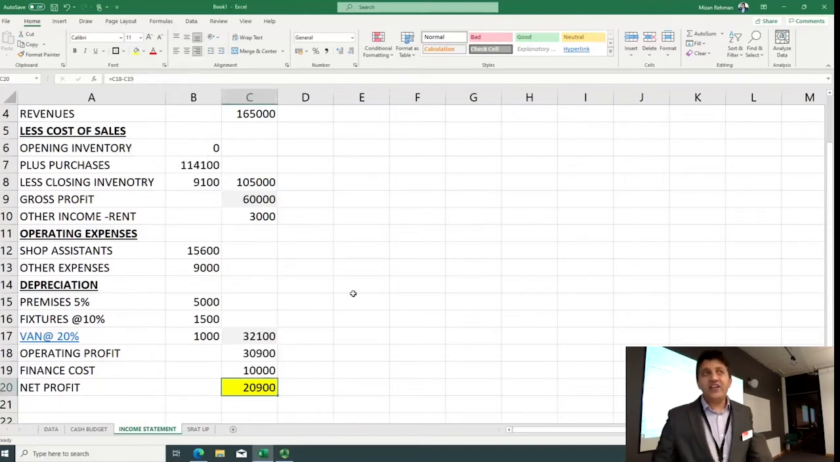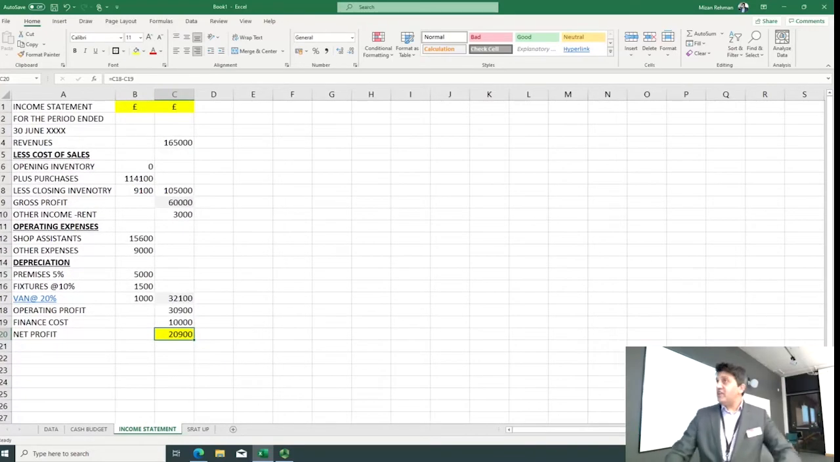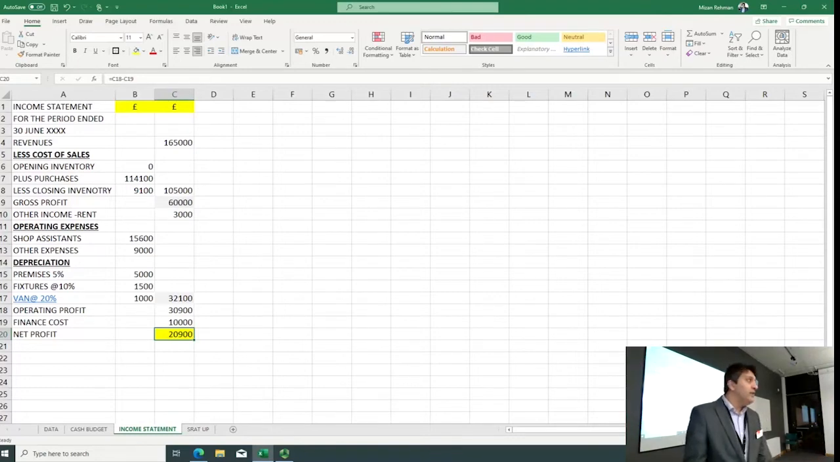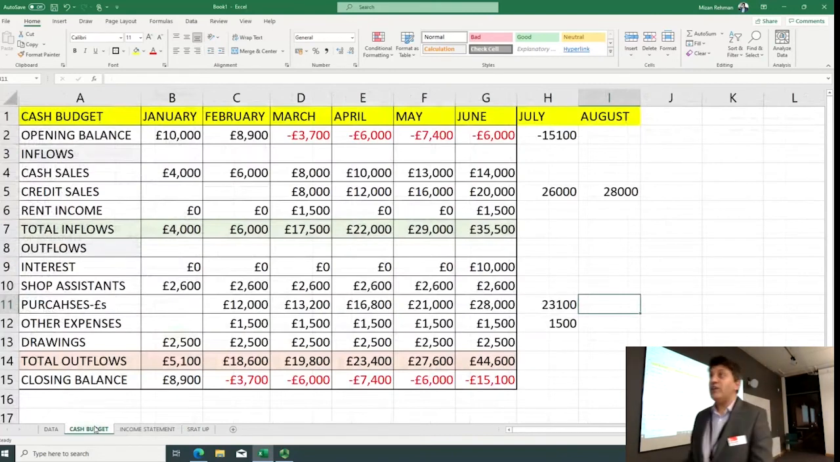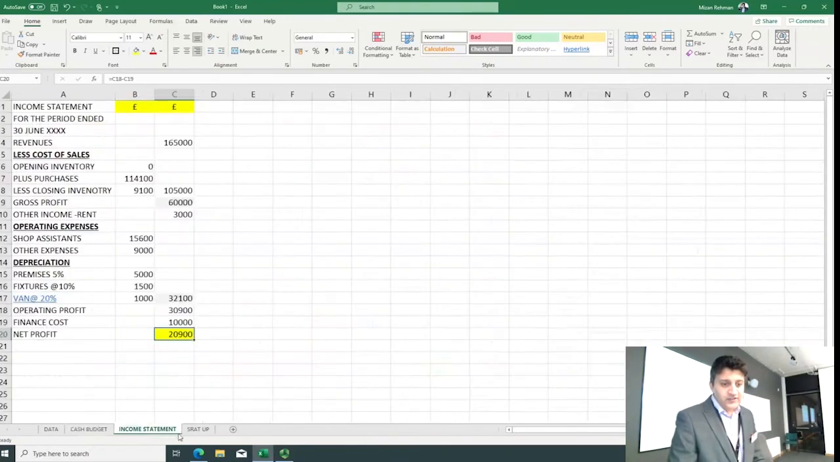There's no tax, as I explained, that sole trader businesses don't pay tax. The owners will pay tax. Interesting thing is, you'll see there's quite a handsome profit there. 20,900 pounds, invested only 250k. That's quite good. If you calculate ROCE for this business, it will be great. But the cash budget shows a different picture. Cash budget shows that the business cannot carry on after the second month. Completely different things.